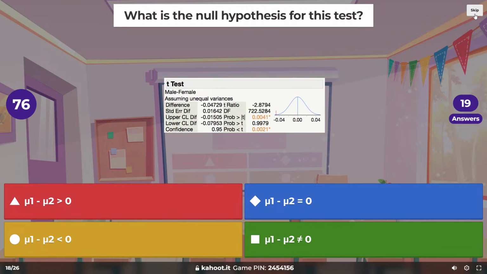Say it with me. The null has the what sign? Code's down at the bottom right there, William. Code's at the bottom, 2454156. The null has the equal sign.